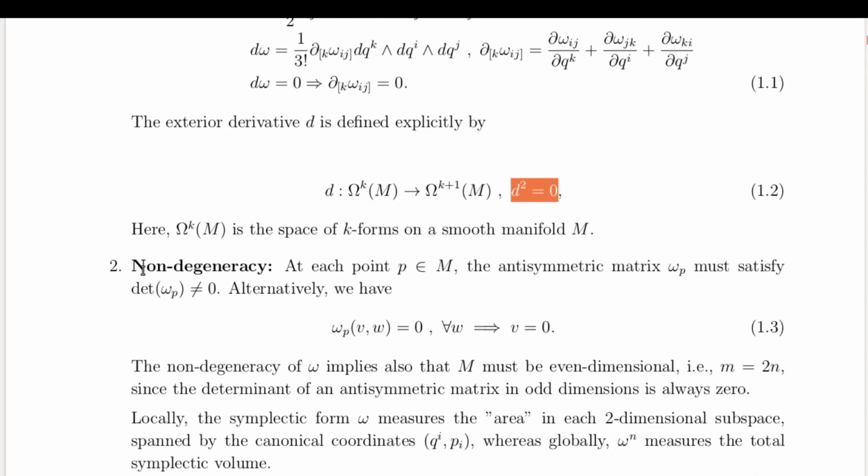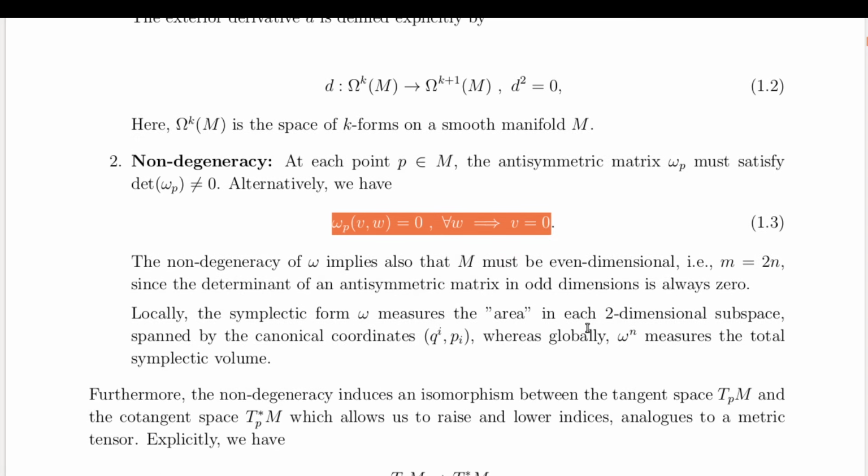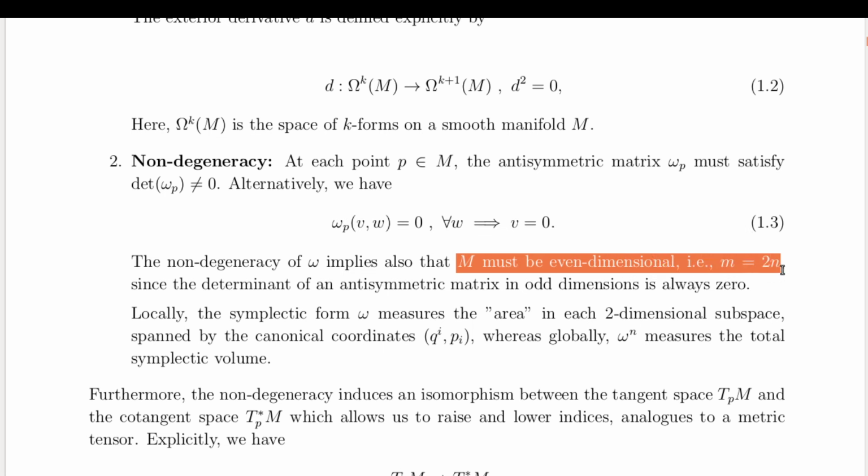The non-degeneracy condition of ω implies that no vector in the tangent space is left unpaired. This property ensures the form is invertible, but it also imposes an important restriction. The manifold must have an even number of dimensions. This is because an antisymmetric matrix, which represents ω in local coordinates, always has a zero determinant in odd dimensions.